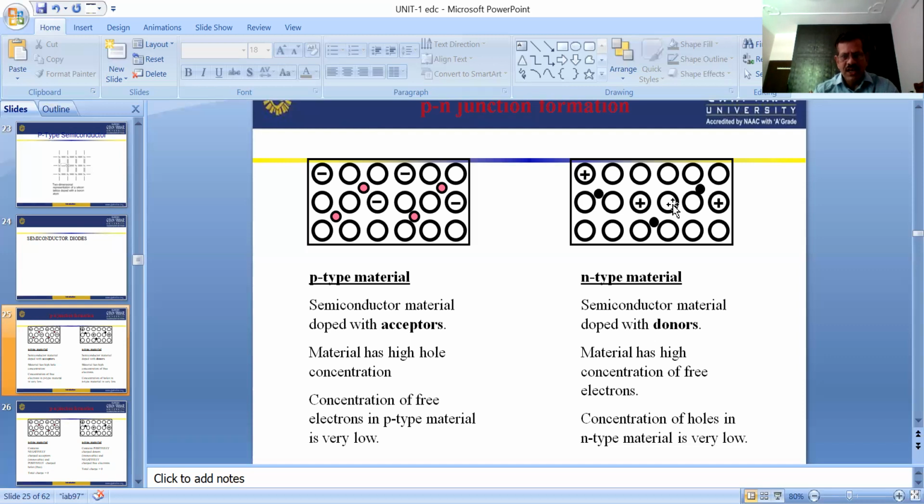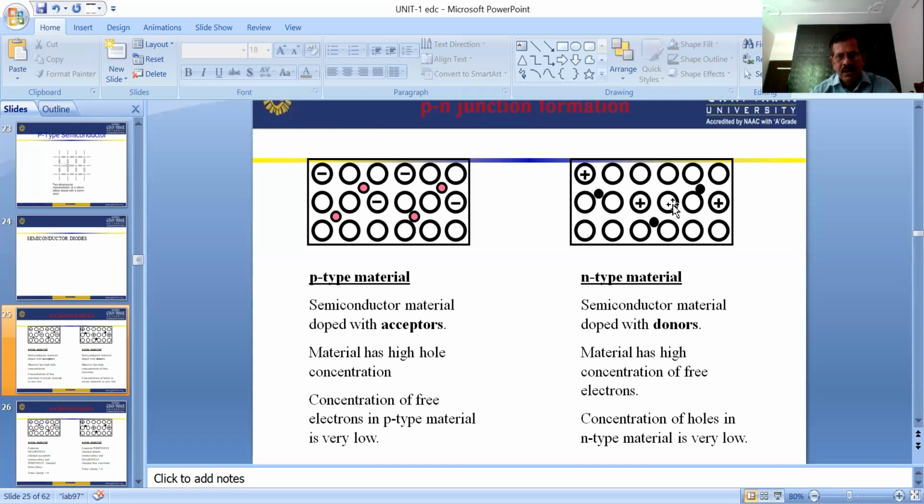The role of charge carriers is important in these two materials. In p-type material, the semiconductor is doped with acceptors. The material has a high hole concentration because the number of holes is greater compared to electrons. The concentration of free electrons in p-type material is very low because the number of electrons is very low.